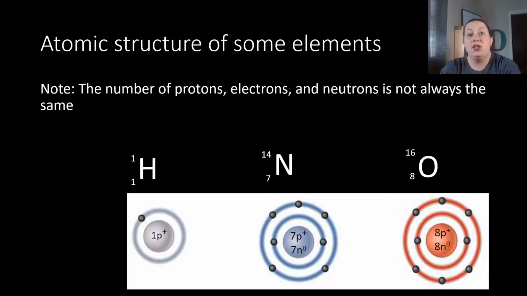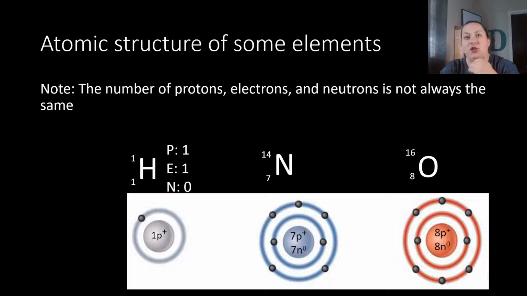All right, so let's look at atomic structure of some of the elements. The number of protons, electrons, and neutrons are not always the same. That's important to note. Okay, but we're going to look at some examples. All right, so this first one I have is hydrogen. Hydrogen has 1 as its atomic number and 1 as its atomic mass. So if we were to look at this, protons are 1, electrons are 1 because 1 positive, 1 negative, but neutrons are 0 because what's 1 minus 1? 0. So there's no neutrons in a hydrogen atom, or at least this one.